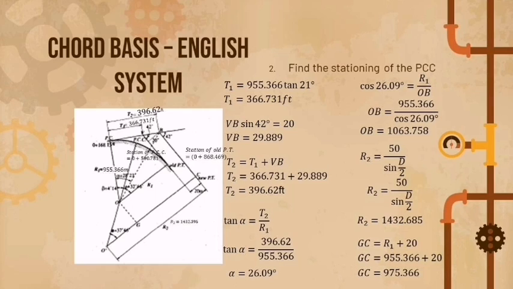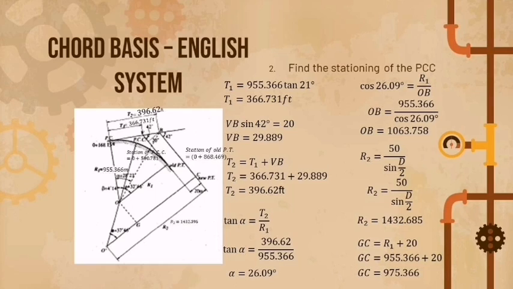So for the tangent distance is R1 tan 21 degrees. So the value of R1 is 955.366, and after we substitute that to the formula, we will get the answer of 366.731 feet. And for the BB again, di ulit mababago yung value nito, is mag-station ng 29.889.